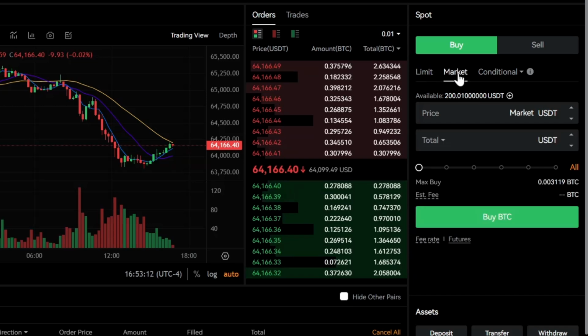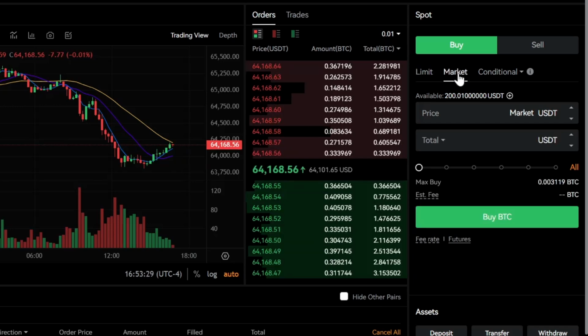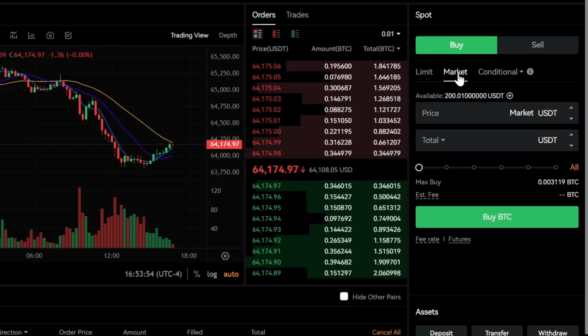Beside the limit order, we have a market order. A market order prioritizes immediate execution at the best available prices, so it uses the taker fee. A market order is best if you want to get in or out of the market quickly.